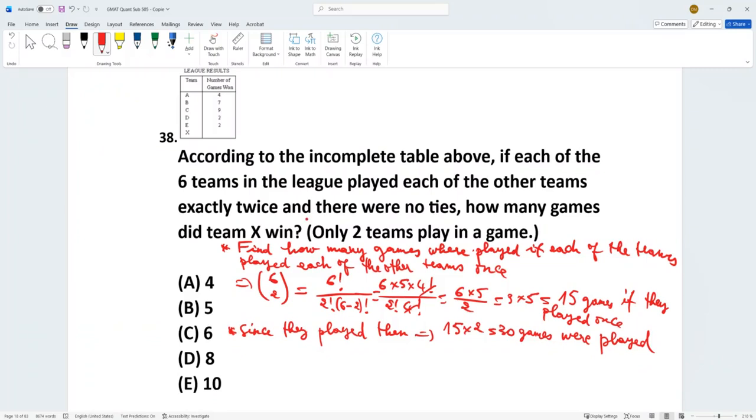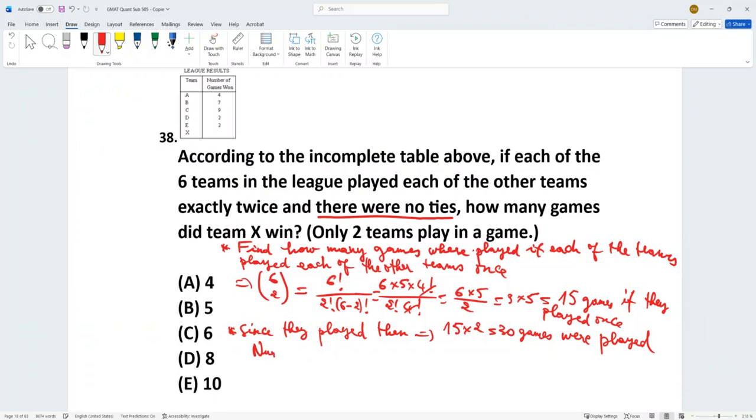So now, it also says here there were no ties. So when two teams played, one team won and the other one lost, and there was no tie. That means the 30 games played are going to be distributed among the 6 teams. But from the table, we have the number of games won by 5 of the teams, and we'll do a summation of that number of games won.